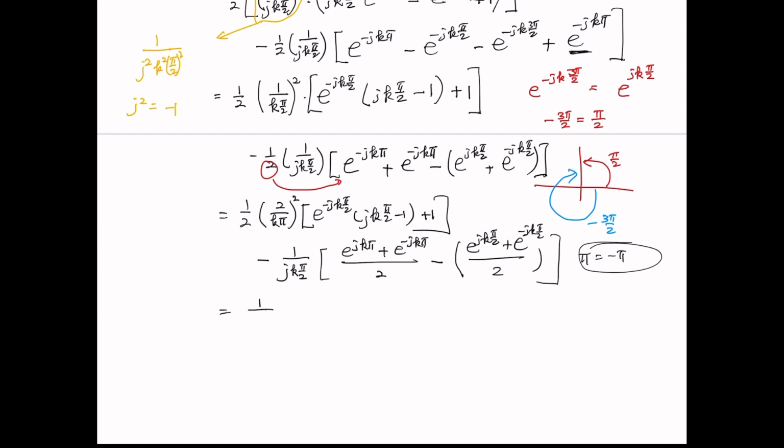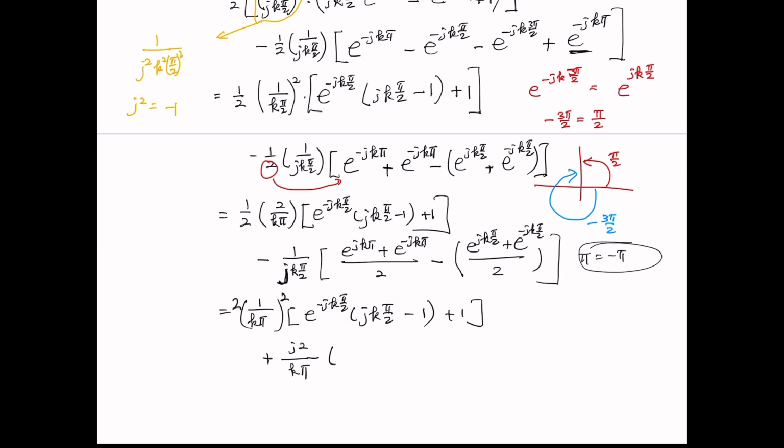Then 1 over kπ times e to the negative jkπ/2, jkπ/2 minus 1 plus 1. And then we're going to move this denominator, the j, to the numerator. Then we have plus j2 over kπ. And the first one is the cosine kπ. Second one is cosine kπ/2.